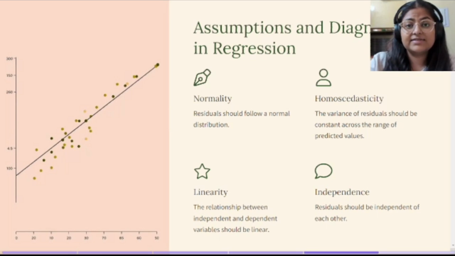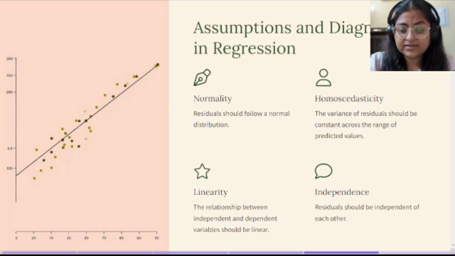What are the various assumptions and diagnostics in regression? Normality: residuals should follow a normal distribution. These are basically the type of rules that we have to follow in regression analysis. Homogeneity: the variance of residuals should be constant across the range of predicted values. Linearity is another assumption. The relationship between independent and dependent variables should be linear, in a line. Independence: residuals should be independent of each other.